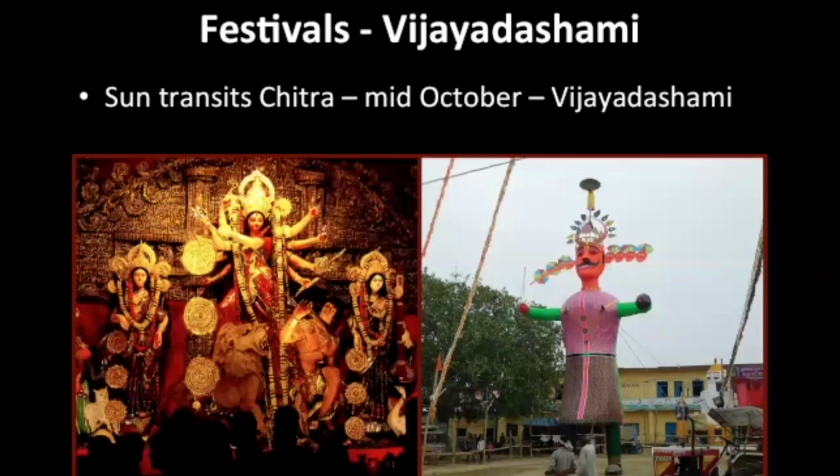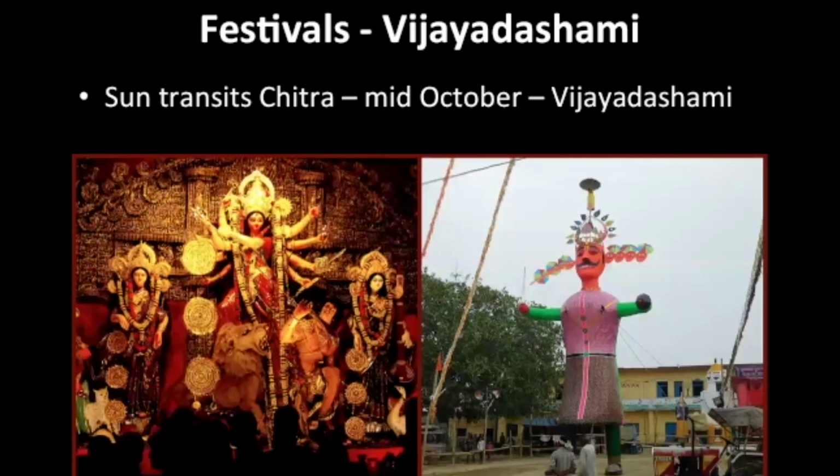And what do we do? We make pandals, we make decorations and all. If you especially go to Kolkata, in the eastern part of India, they make beautiful pandals and beautiful decorations for this Durga Puja. Why do they make such beautiful pandals? Because again, it's Chitra. It's the beautiful, the colorful, the designing, all the Chitra qualities. I think when the sun transits Chitra, people get a lot of energy for beautifying or designing something. So that's why there are a lot of pandals.